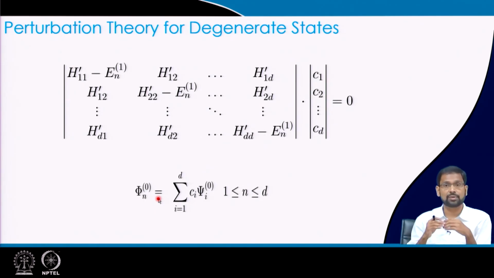But using the recipe that we just discussed, essentially solving this d by d order equation, or this particular secular equation, we can obtain d number of perturbed energy values, that is the first order energy corrections, and simultaneously we will also get a proper definition of phi n0, the starting point unperturbed wave function, which will be given in terms of these Ci values coming out of the solution of this equation.